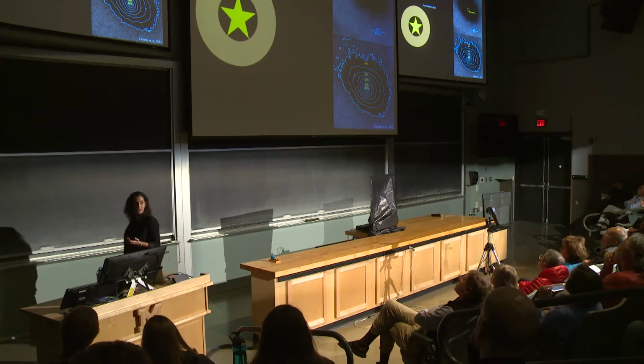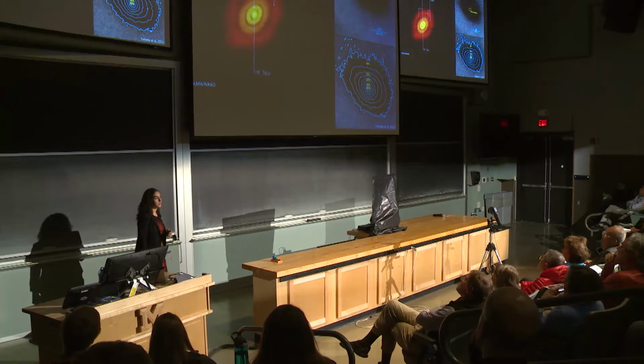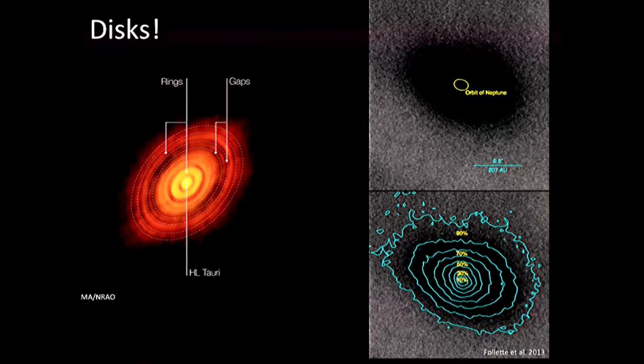And that's good because it's feeding the star. The star has to grow up somehow. But it's also the site of planet formation. And with new observatories like the ALMA Observatory in Chile, we're starting to be able to look at these disks directly and in great detail. So this is an image of H.L. Tau here on the left. Astronomers have just the best names for things, don't we?